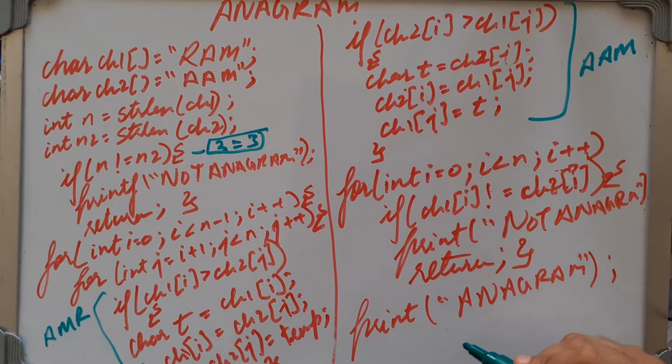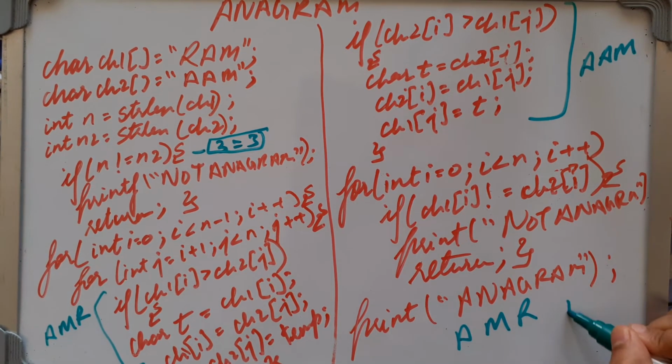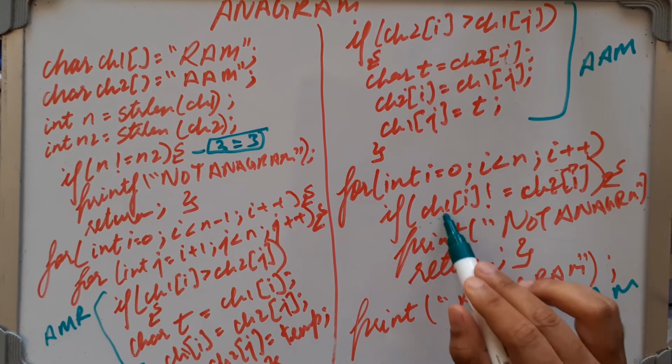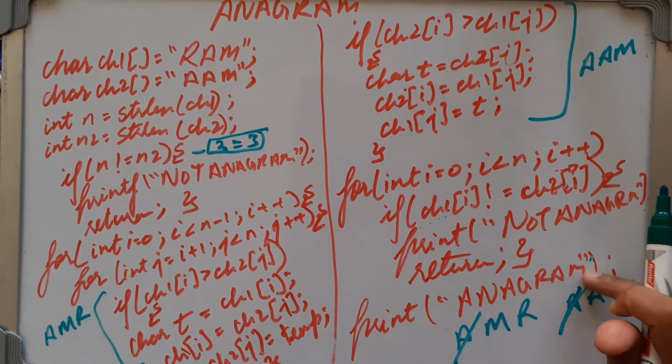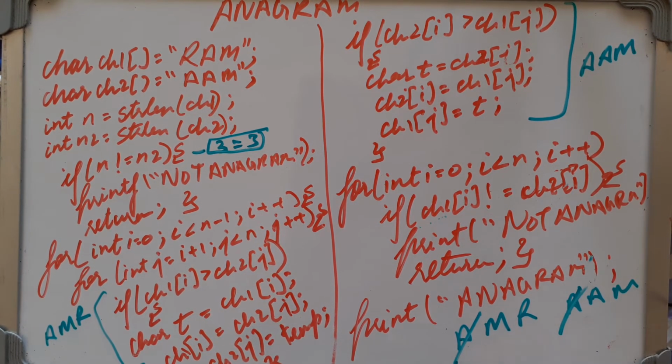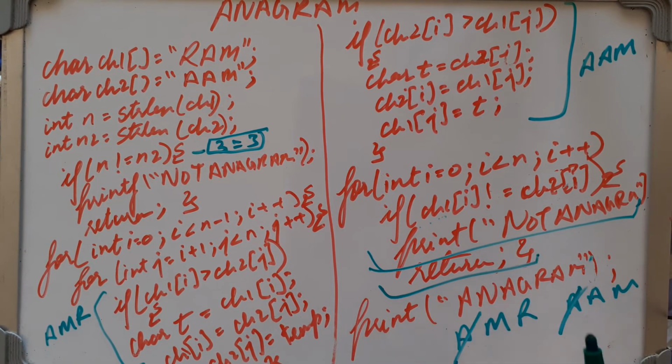In first, we are having AMR, and in second is AAM. It will check the first character. Yeah, first character is equal. When it comes to the second character and that character is not equal, then it will directly print that it is not an anagram and it will return.